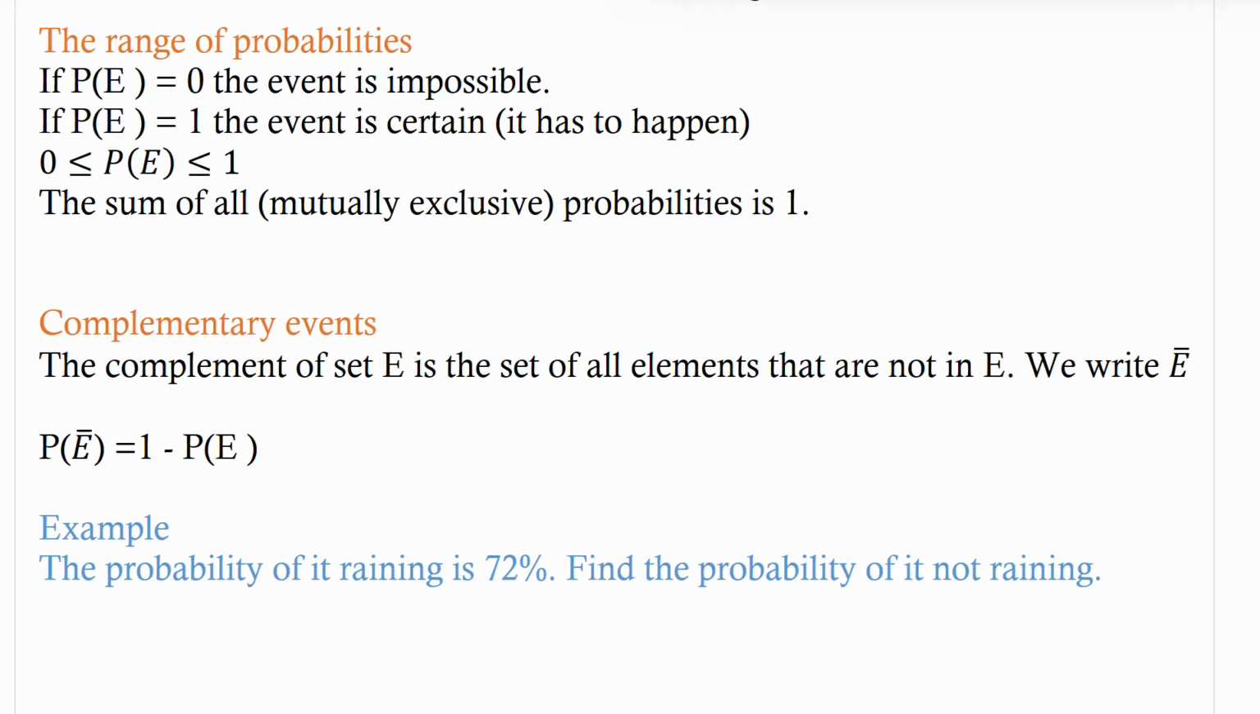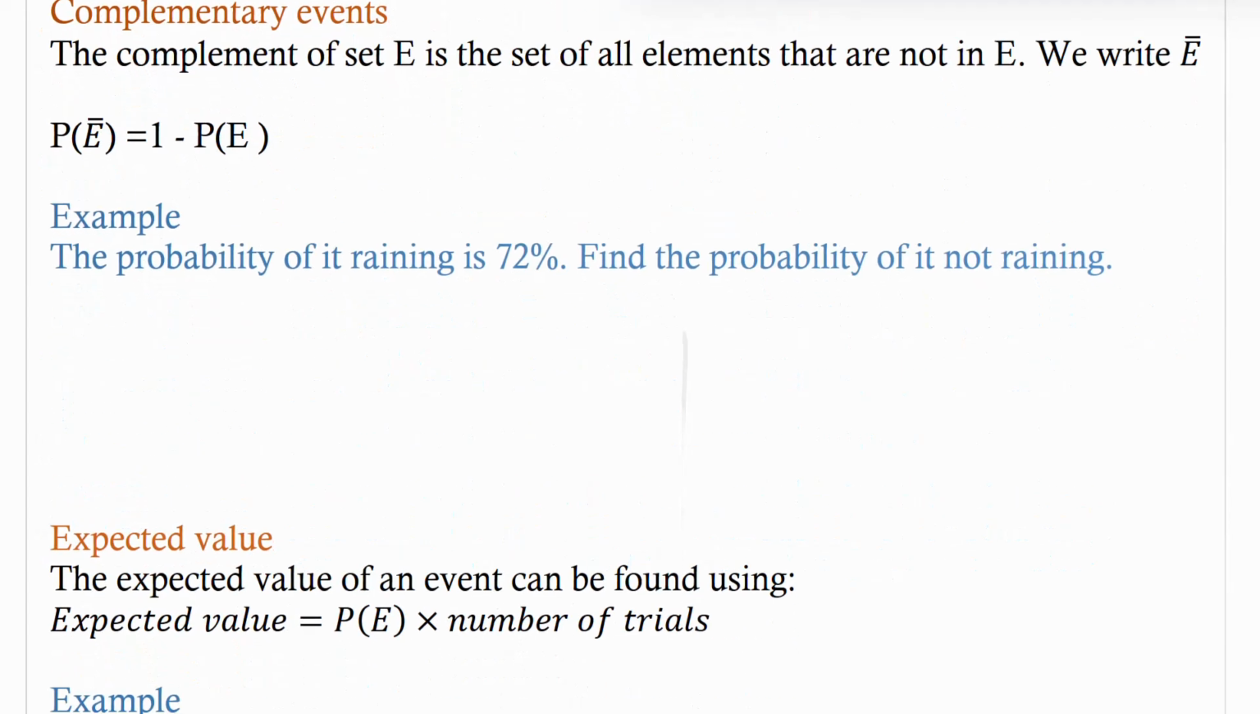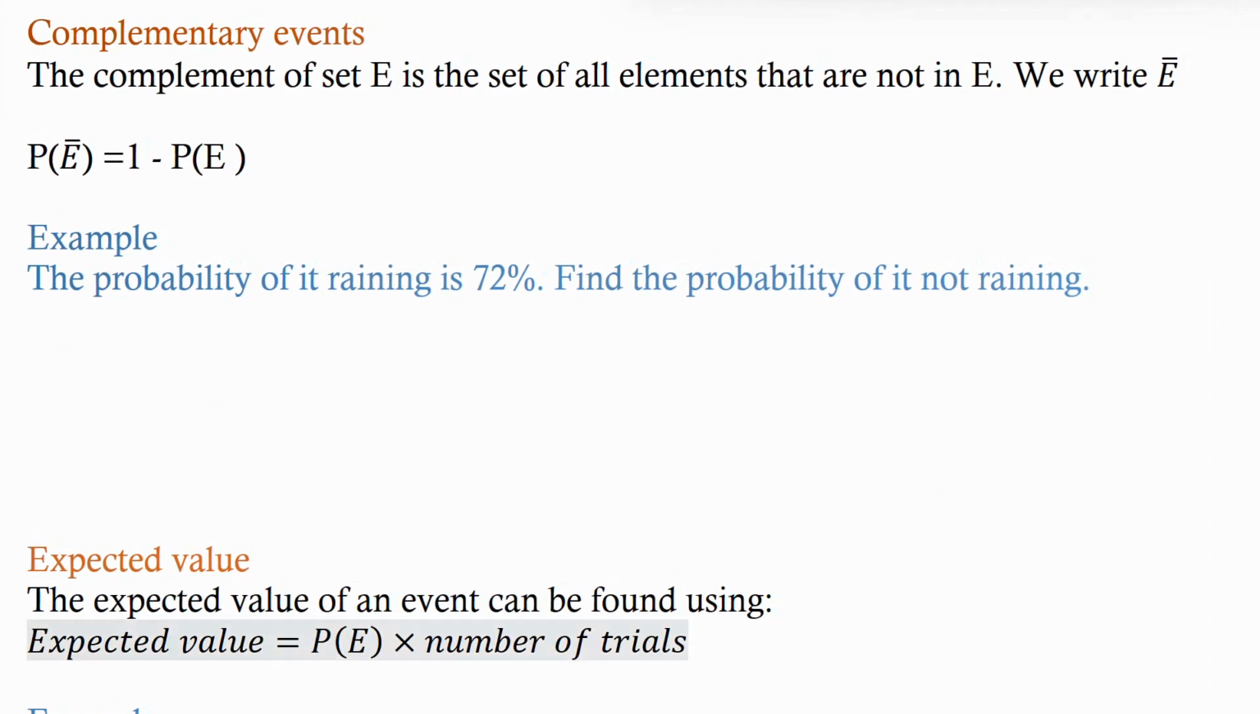Another thing we need to remember about is complementary events. So a complement of set E is just the set of all elements that are not in E, so the opposite. We can find this by just going 1 minus the probability of an event. So an example of this would be that the probability of it raining is 72%, and we want to find the probability of it not raining. So the probability of not R, for raining, should be 1 minus the probability of it raining, because you can only have raining or not raining.